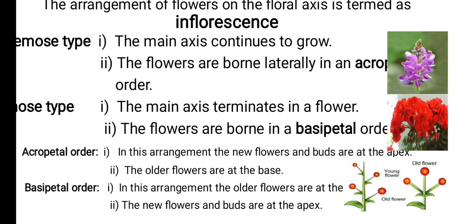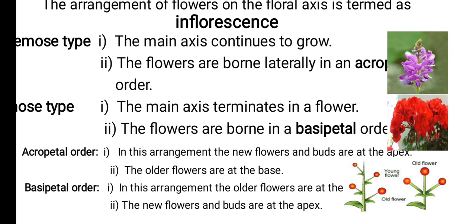In this arrangement, the new flowers and buds are at the apex. The older flowers are at the base. Here, as you see in this case, the new flowers and buds are found only at the apex. The matured, grown up, older flowers, which are going to wither due to their maturity, are all found only at the base. This type of arrangement is known as acropetal order.